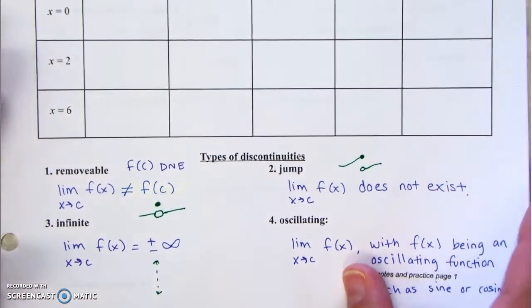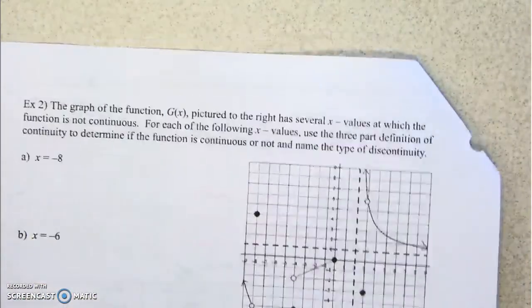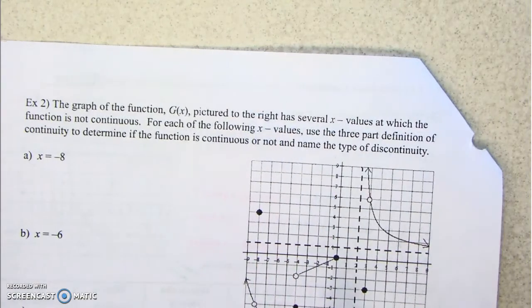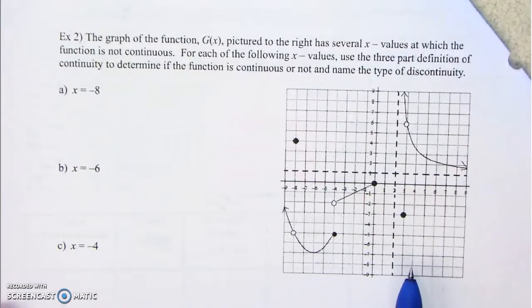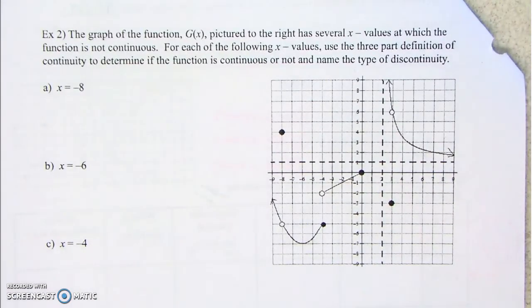All right, so we're going to go and just get into some examples. I'm going to do as many as I can without running out of time. All right. The graph of the function g pictured to the right has several x values at which the function is not continuous. For each of the following x values, use a 3-part definition of continuity to determine if the function is continuous or not and name the type of discontinuity.